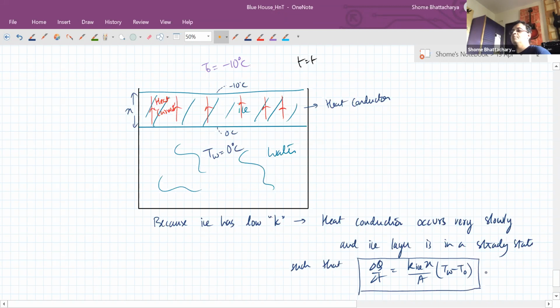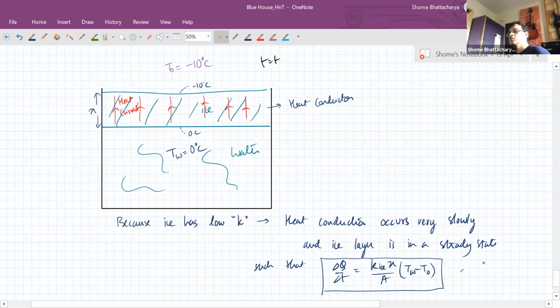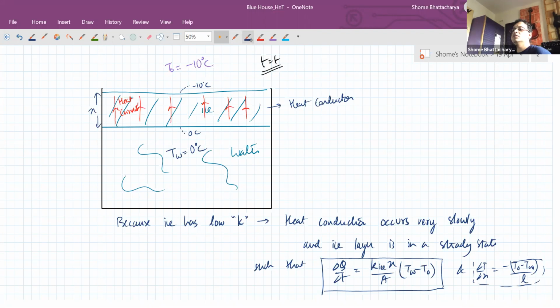And also there will be a temperature gradient across the ice, which will be uniform. And that will be this kind of temperature gradient. So as you go up, the temperature is decreasing. Okay. So now the thing is that if this is the situation at time t, what is going to be the situation at time t plus dt? Let's understand that next.